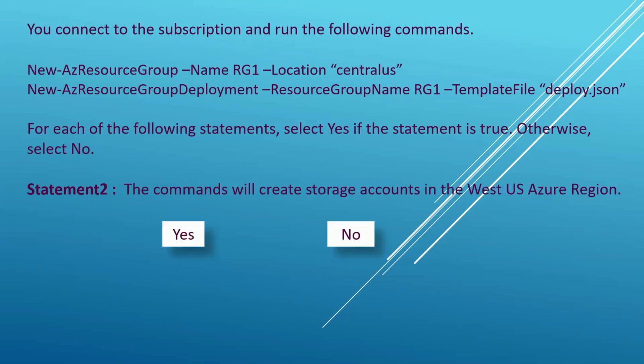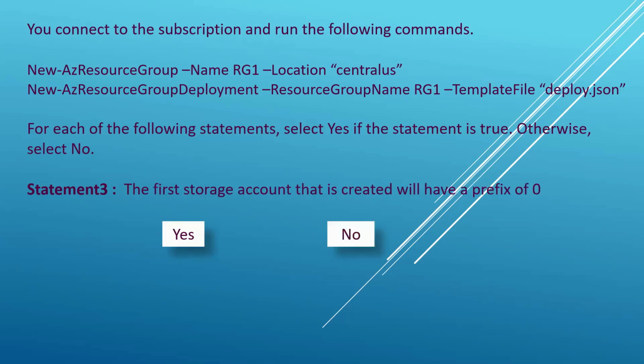Now, the next statement is: the commands will create storage accounts in the West US Azure region. This is incorrect because in the template, you had defined that the location of the storage accounts would be the same as the location of the resource group. So in the command, which you can see on your screen, when the resource group is created, the location of the resource group is Central US. So the storage accounts will be created in Central US, not West US.